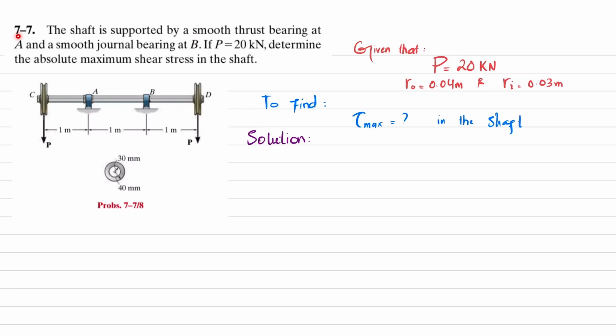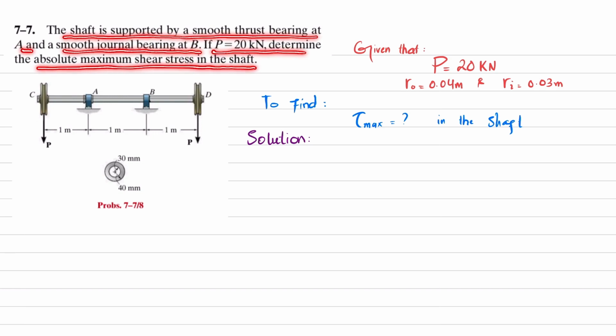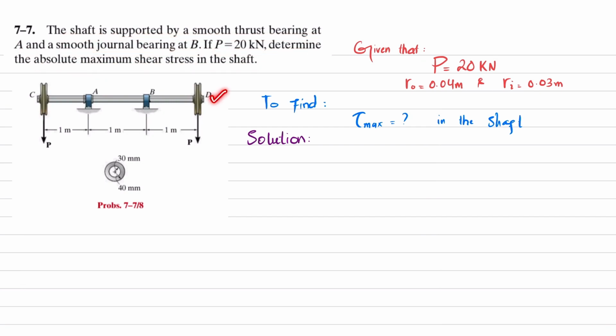Welcome back. Problem 7-7. The statement is: the shaft is supported by a smooth thrust bearing at A and a smooth journal bearing at B. If P is 20 kilonewton, determine the absolute maximum shear stress in the shaft. You can see this is the shaft, this is the thrust bearing, and this is the smooth journal bearing, and this is acted upon by load P at this point.